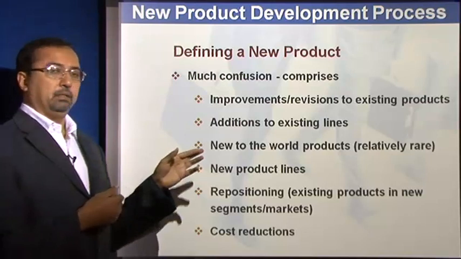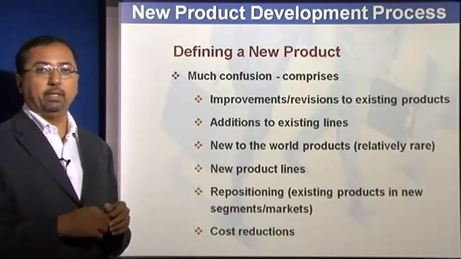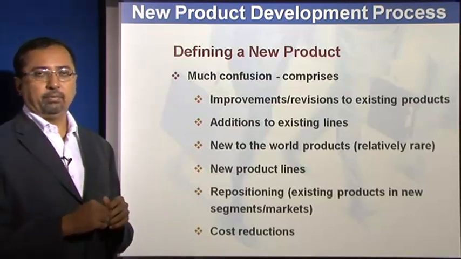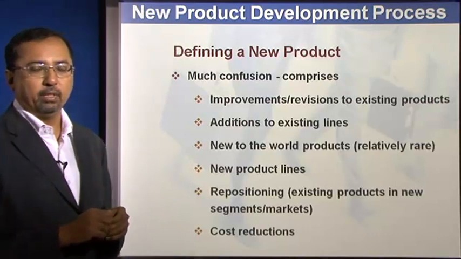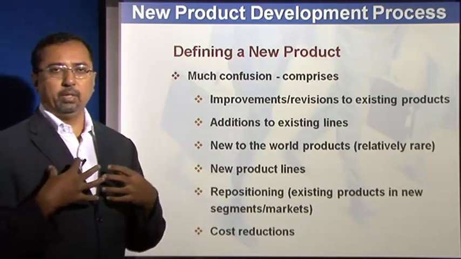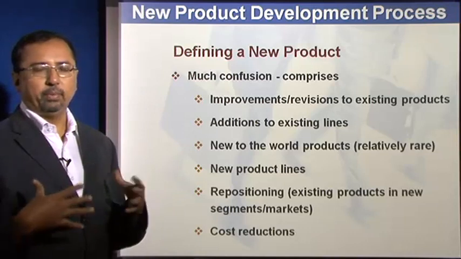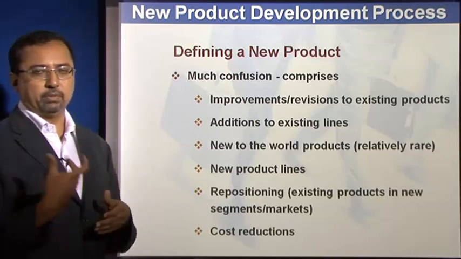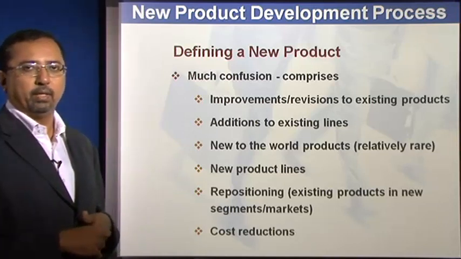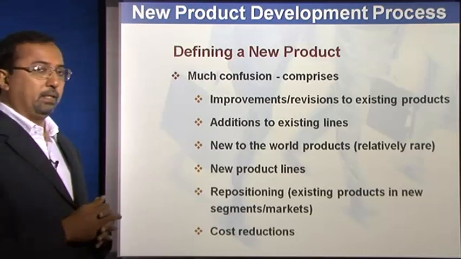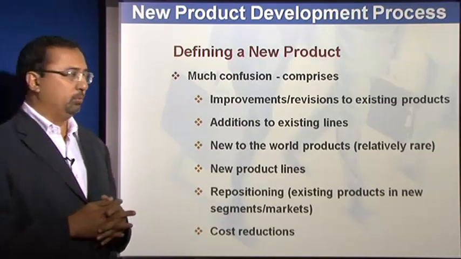Then there could be new to the world products. These are pretty rare kind of things. For instance, if you take somebody like DuPont, which came up with Kevlar, the bulletproof material used to make all those bulletproof vests which literally can stop a bullet. That's pretty rare, to have something completely new.